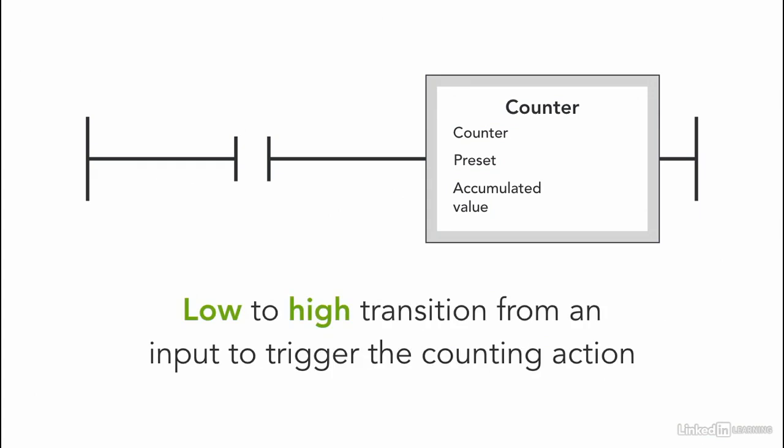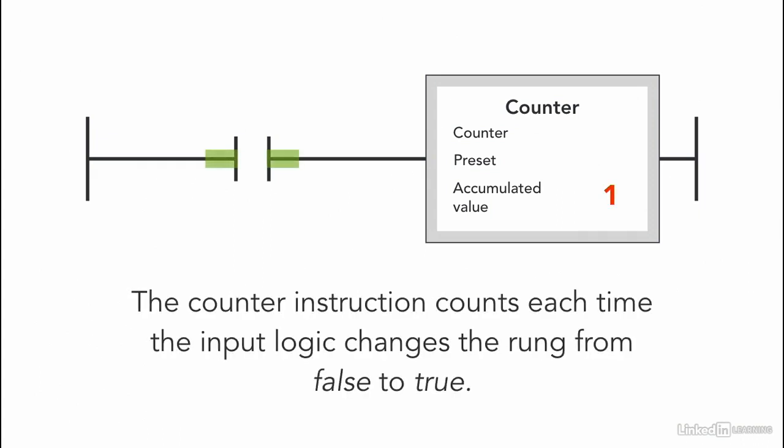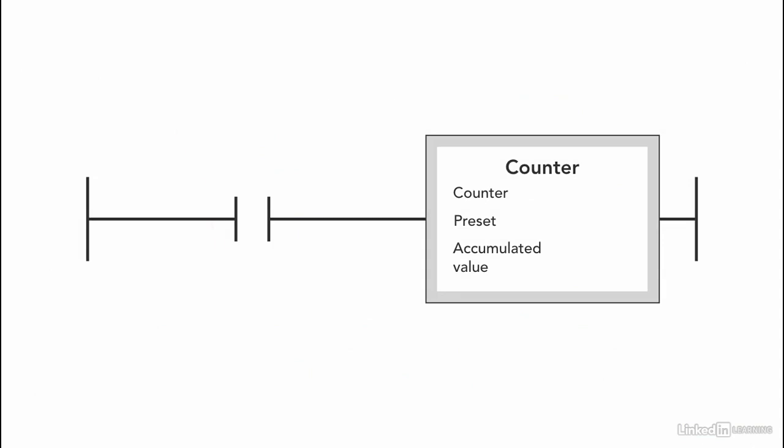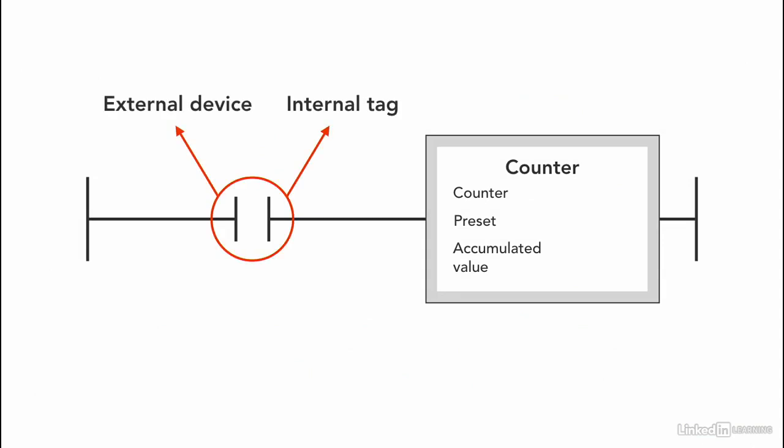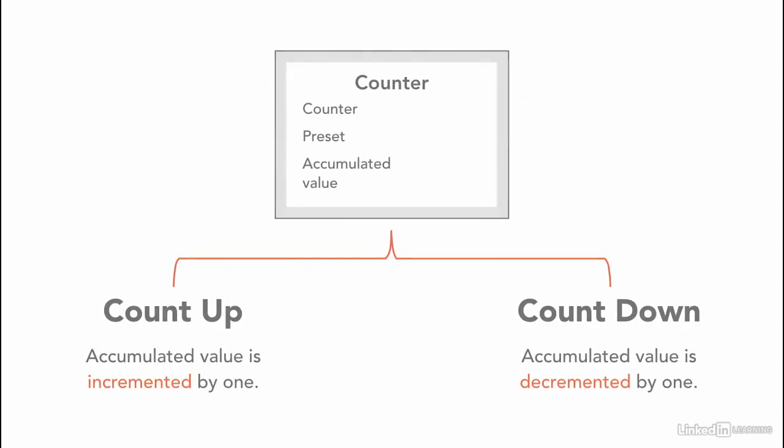Counters normally use the low to high transition from an input to trigger the counting action. Simply, when the rung is activated, the counter counts 1. And we need the rung to have the false to true transition for the counter to continue counting. Input logic can be a signal coming from an external device like a sensor, or an internal logic as we learned before.